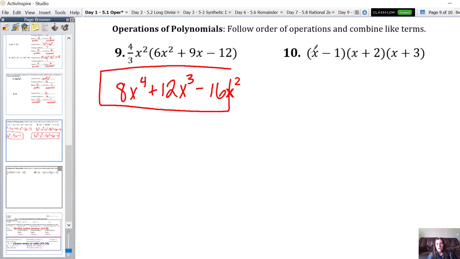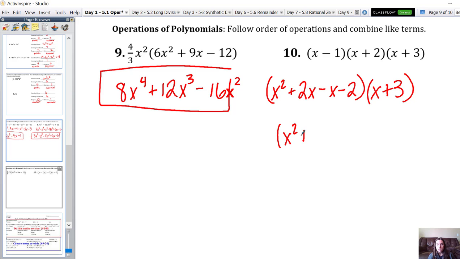at the end. So we have x times x, which is x squared, x times 2, so plus 2x, and then negative 1 times x is negative x, negative 1 times 2 is negative 2, and I'm keeping this in parentheses because I'm multiplying that entire term by x plus 3. I'm going to go ahead and simplify these parentheses, that's what PEMDAS says to do. So now we have x squared plus x minus 2 times x plus 3.